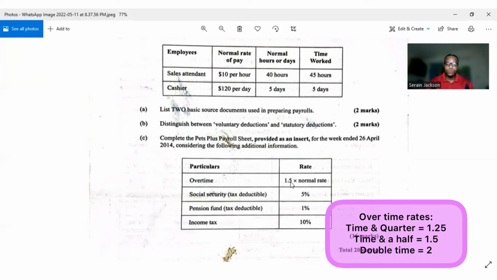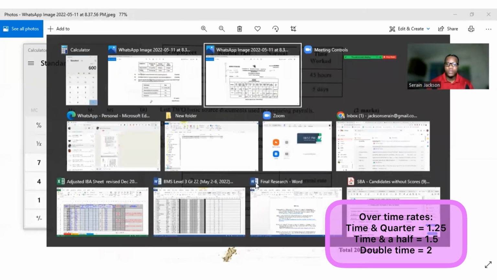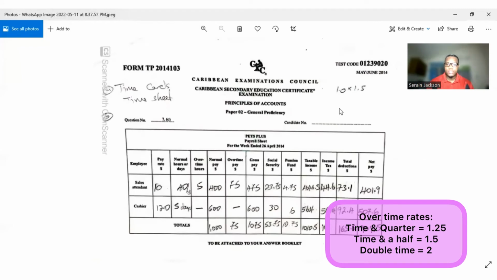All right, so we are going to say 1.5 multiplied by the normal rate, which is $10, and that would give us 75 right here.